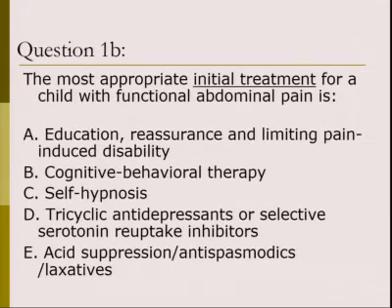So the next question is, the most appropriate initial treatment for a child with functional abdominal pain is: A, education, reassurance, limiting pain-induced disability; B, cognitive behavioral therapy; C, self-hypnosis; D, tricyclic antidepressants; or E, acid suppression, antispasmodics, and laxatives.